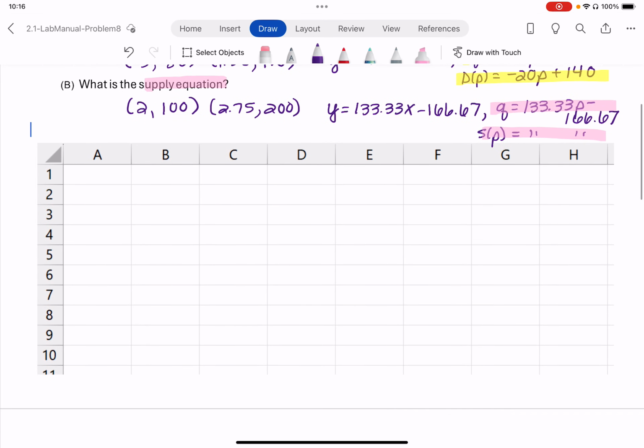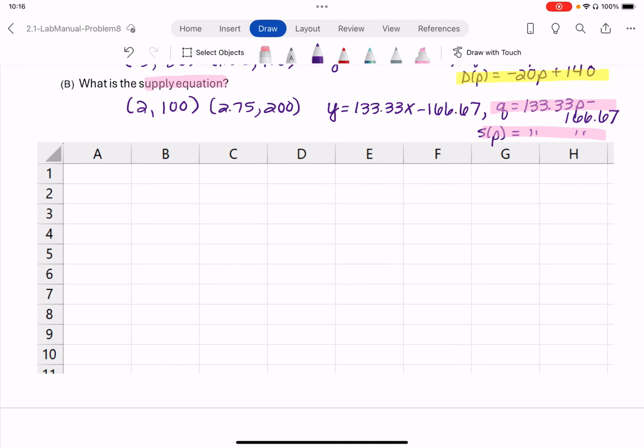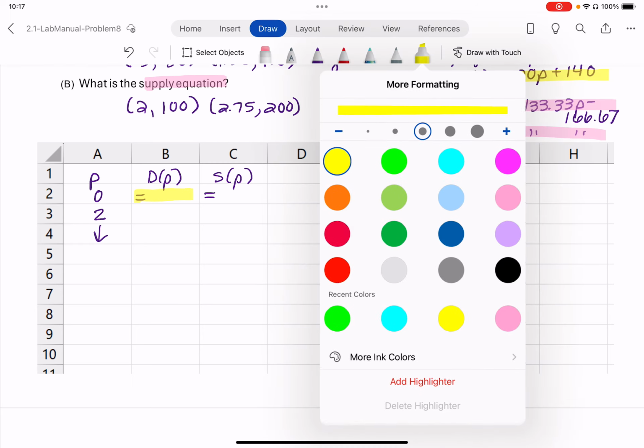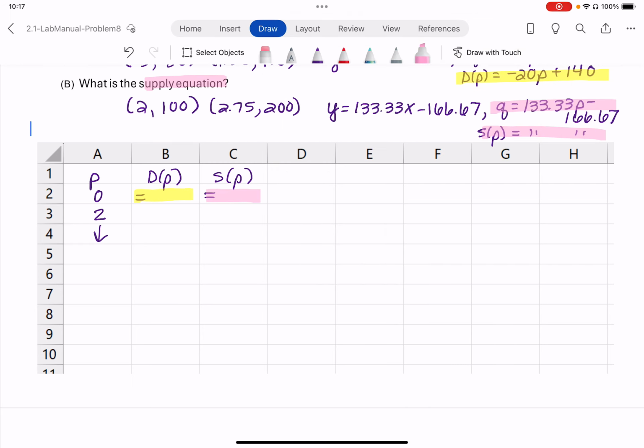All right, and then what we're going to do is start setting up our columns here. So I'm going to have a P, and then a D of P, and then an S of P, setting up using our functions. So for P, I started at 0, and then 2, and then continue down with that pattern. And then for D of P, we're going to be using the formula that we got from our demand function, and for S of P, we're going to be using the formula that we got for the S of P. So you need to stop the video and set those columns up.